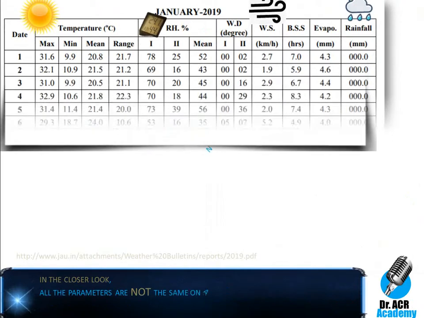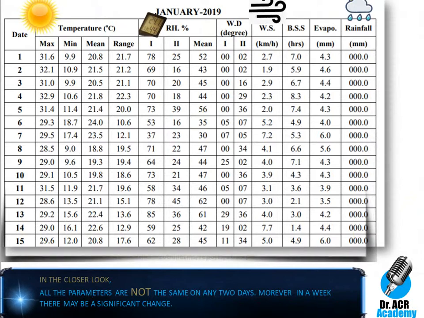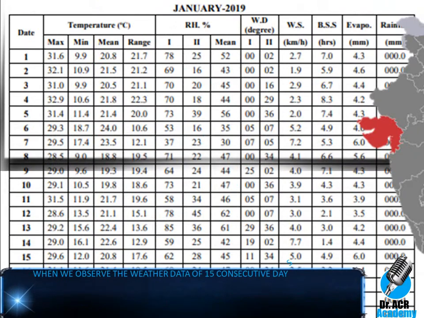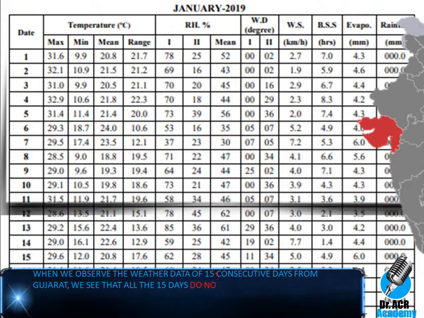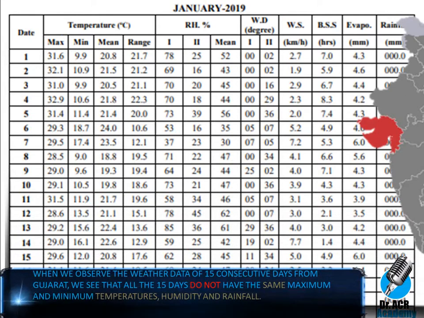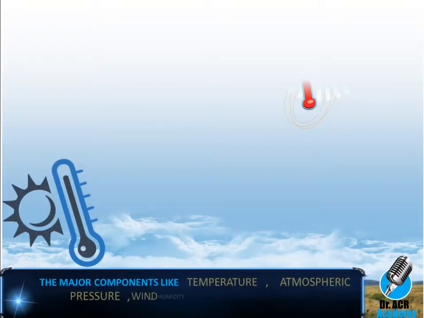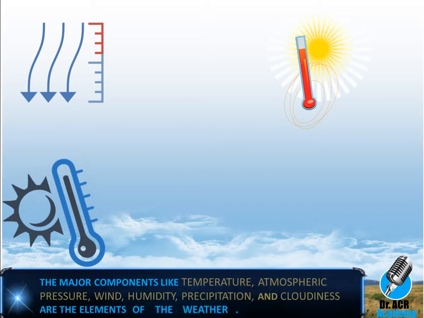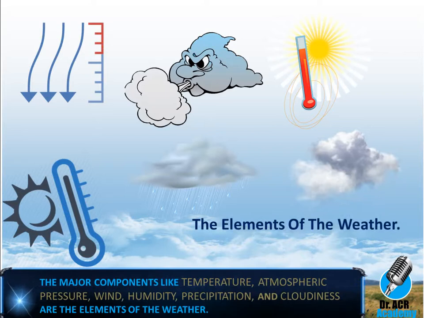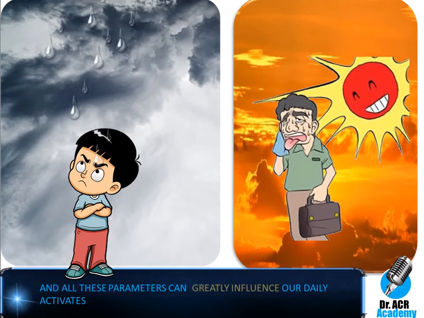On closer look, all the parameters of any 2 days are never the same. Moreover, in a week, there might be a significant change. When we observe the weather data of 15 consecutive days from Gujarat, we see that all 15 days do not have the same maximum and minimum temperature, humidity, and rainfall. The major components like temperature, atmospheric pressure, wind, humidity, precipitation, and cloudiness are the elements of the weather. And these parameters can greatly influence our daily activities.